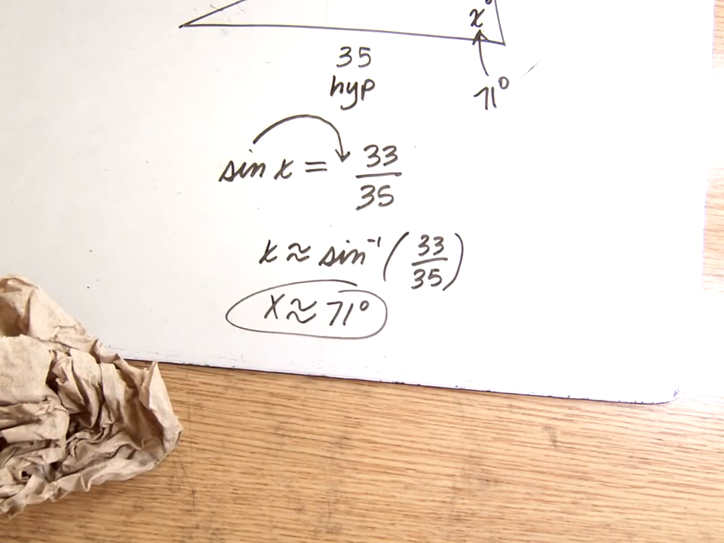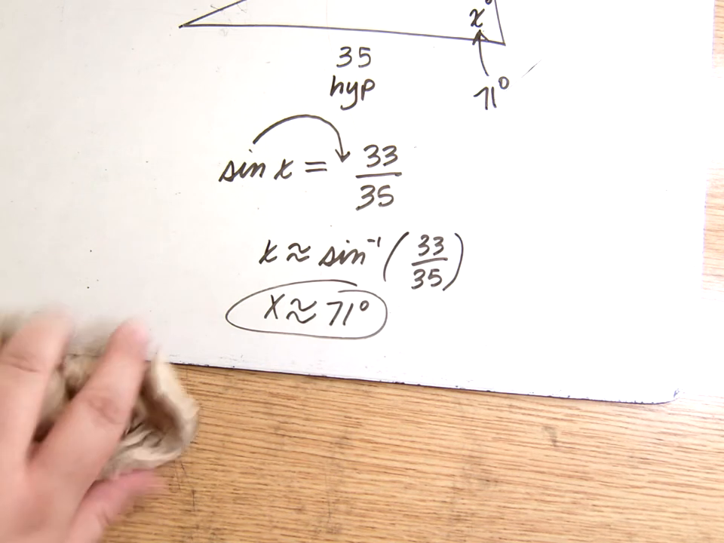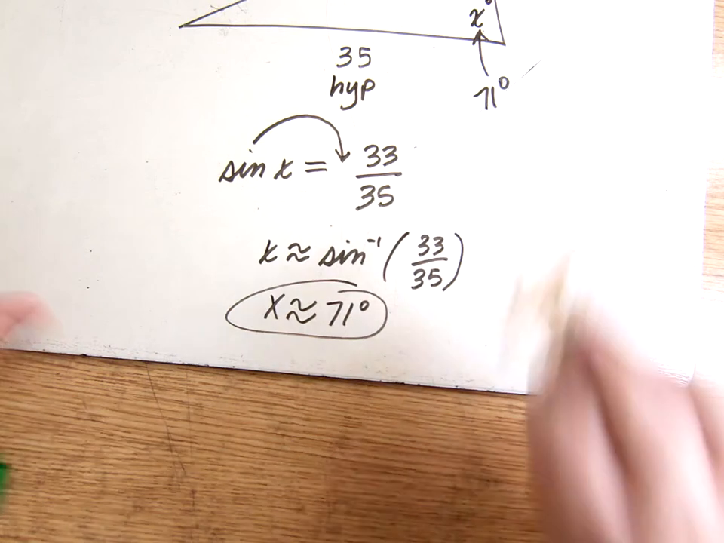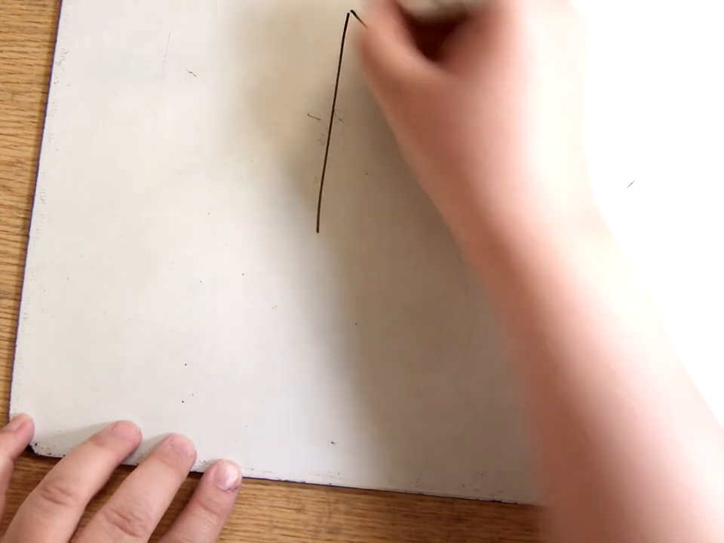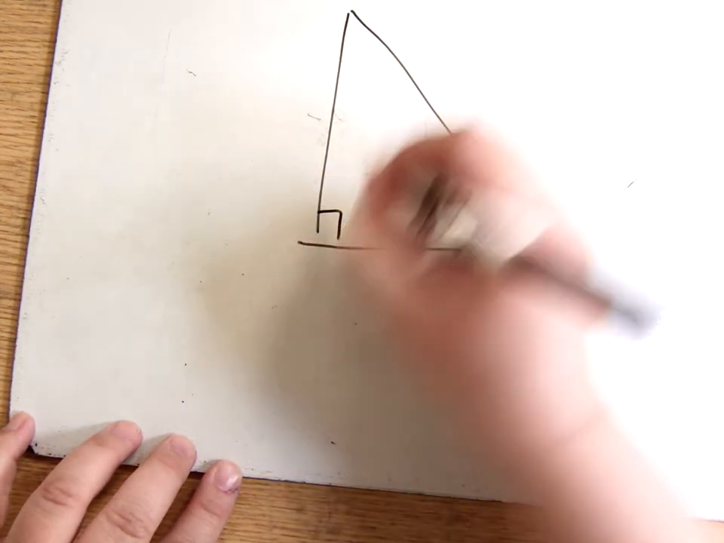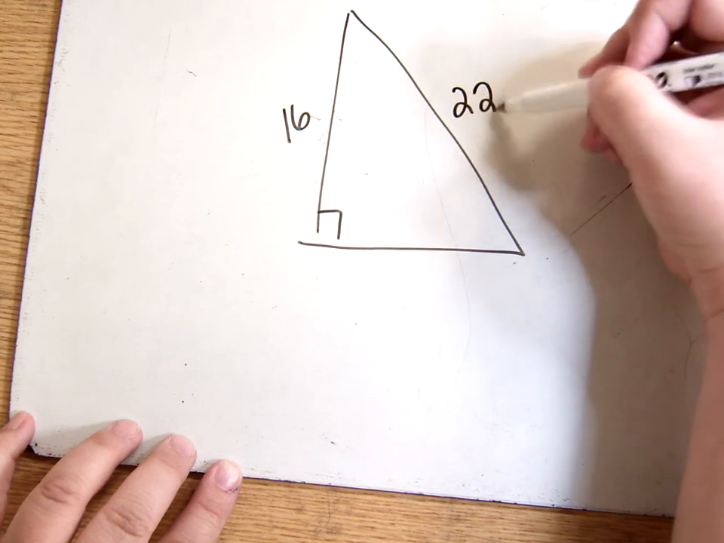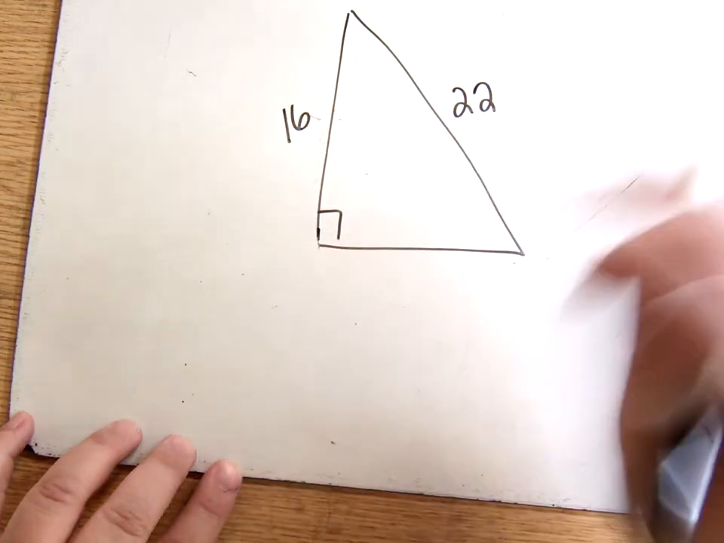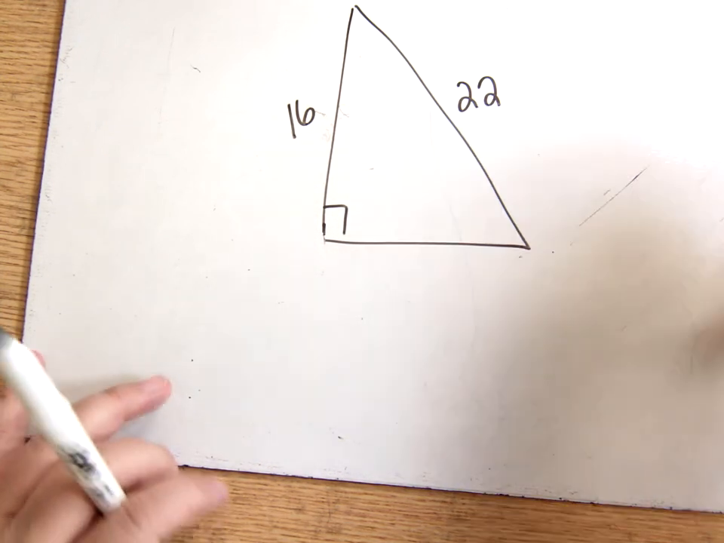Okay, let's do another one from the homework. Let's see, how about number 5? Number 5 on the homework starts out, we have a right triangle. We've got 16 here and 22 here. And unfortunately, this is going to be a sine again. So let's not do this one. Let's do number 3 instead. Number 3.